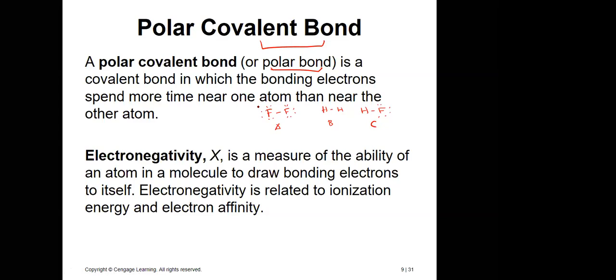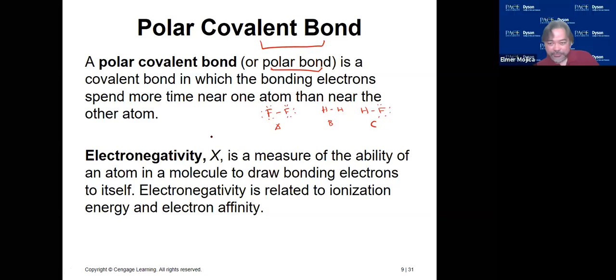Okay, so if we look at A, all of them are the same: F and then F. Hydrogen, both of them are hydrogen. Now, hydrogen and fluorine, that's where one of them will be pulling the electrons more toward itself than the other atom. So this is the one that exhibited the polar covalent bond.